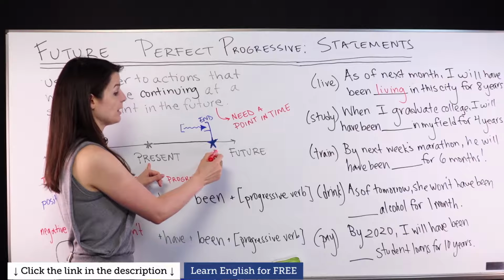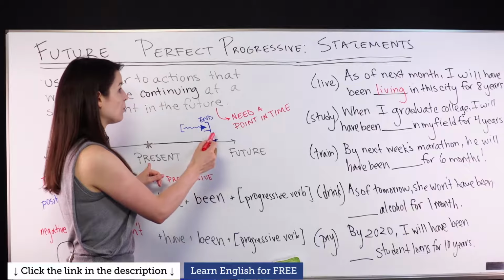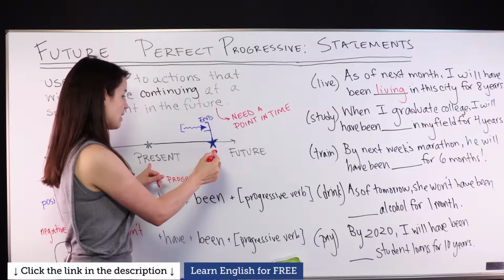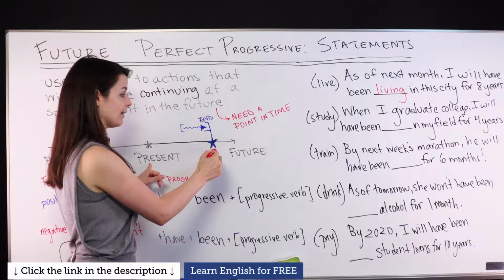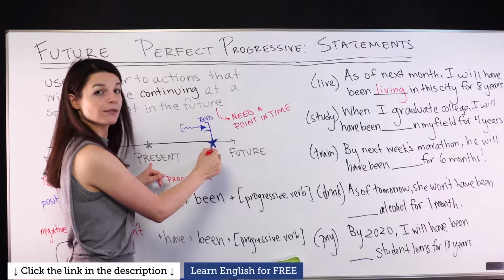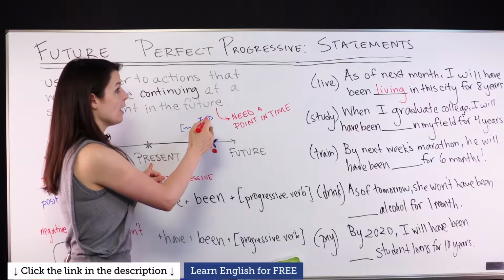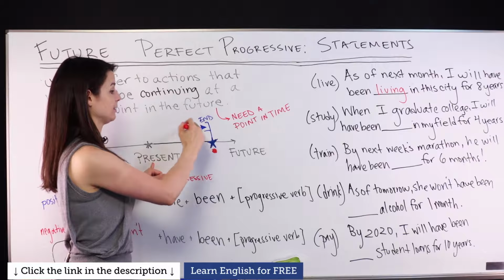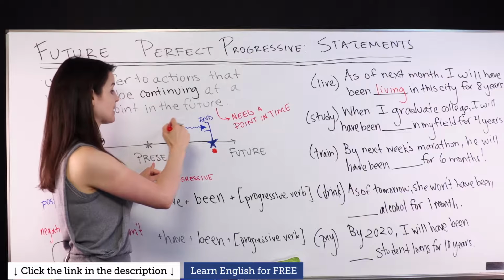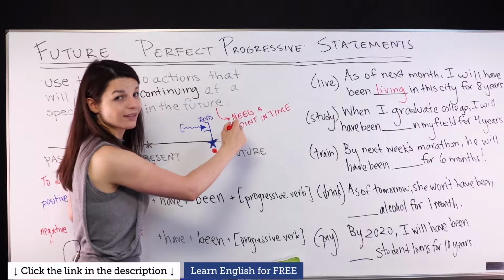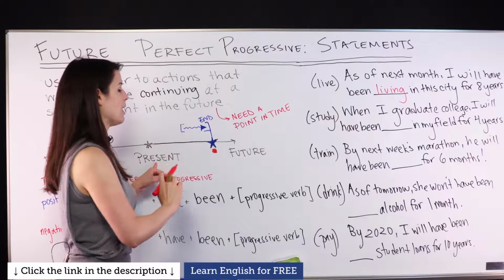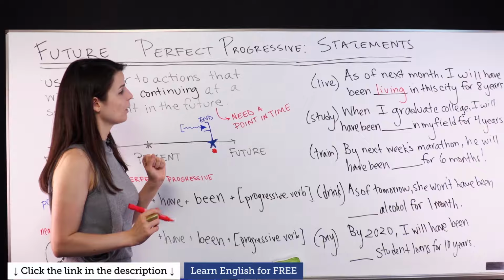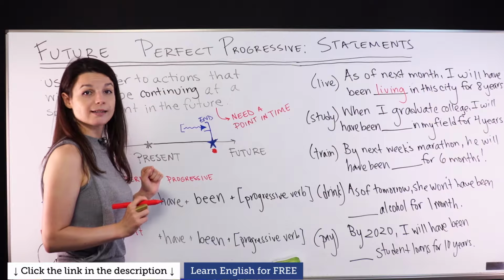So at this point in the future, I will have been living in this city for 8 years means up until this point. So at this point in time, this marks a specific point in time, the speaker has been living. So that has been a continuing action for 8 years. That action has continued and perhaps will continue, I think, too. So this refers to something that's continuing at this point in time. Okay, let's move on to another example then.